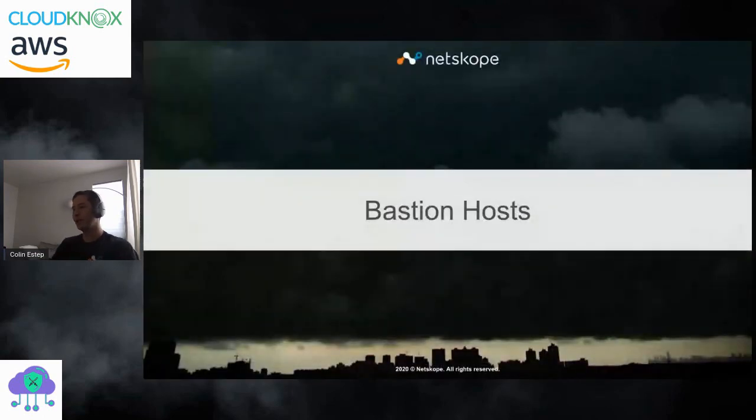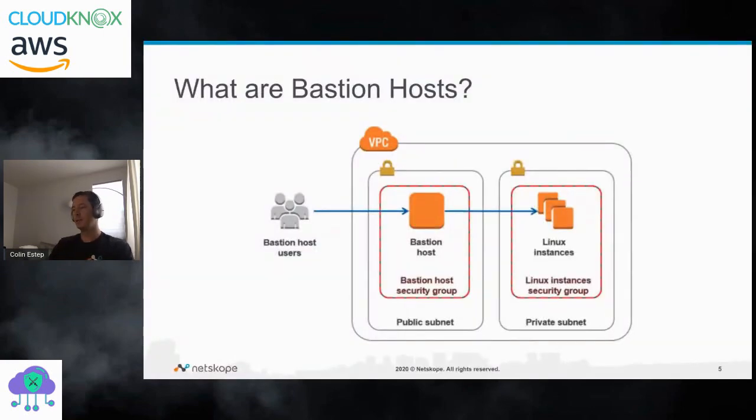So let's go ahead and jump right in. So what are Bastion hosts? I grabbed this diagram from an old AWS post because it's really nice and simple. So it shows an AWS environment where you have one VPC and you have a private subnet and a public subnet. And basically what's happening here is the only way that the Bastion host users, meaning your corporate users that need to access these systems, the only way that they can get to those instances is through these Bastion hosts.